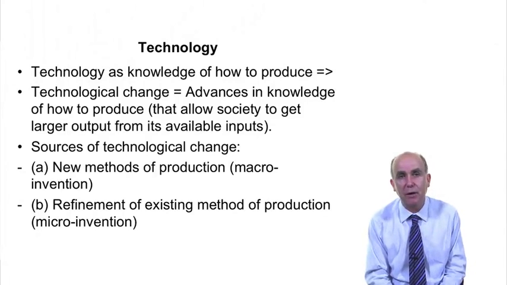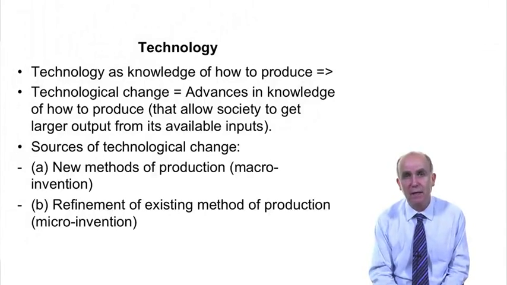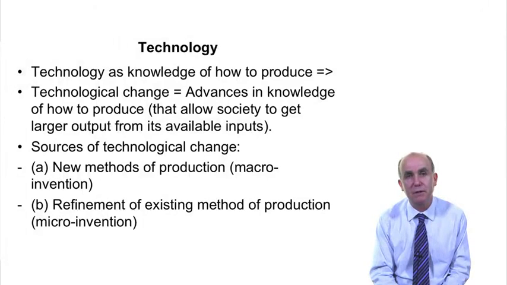An example of macro-invention might be that in banks we have computers replace humans as a way of doing adding up of numbers in bank accounts. The micro-invention might be if we made improvements to the software we're using with the computers that allows us to do that adding up of the numbers more and more quickly.